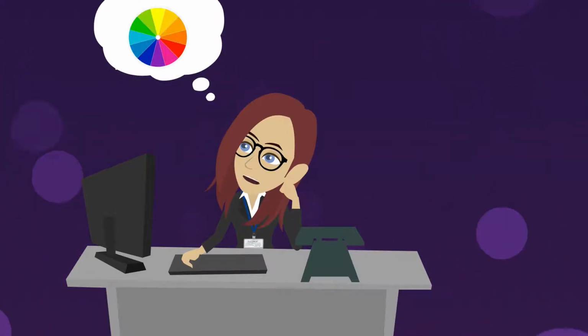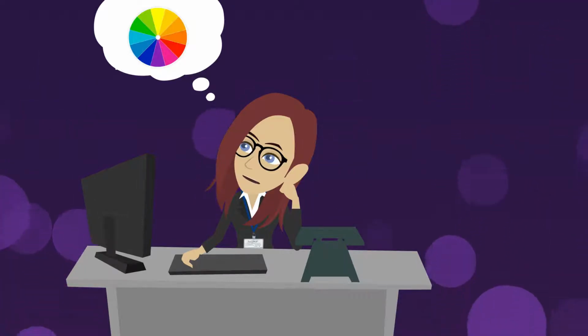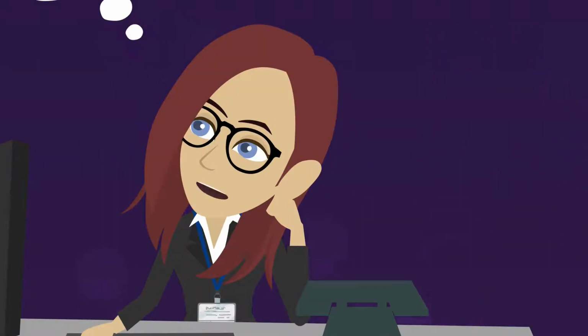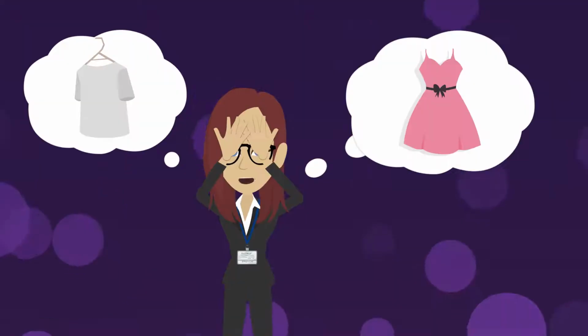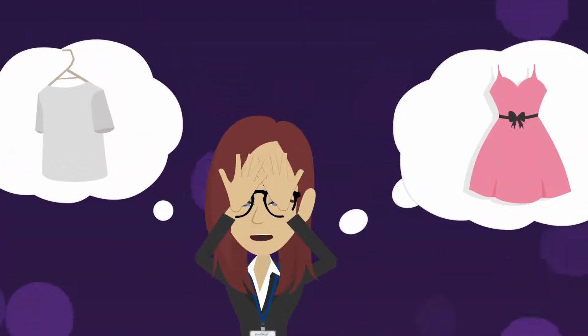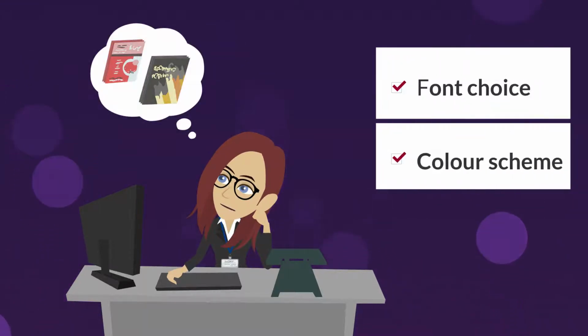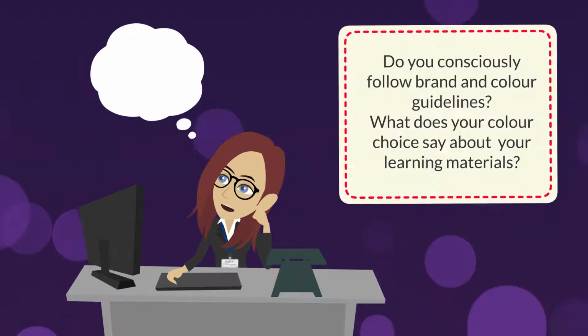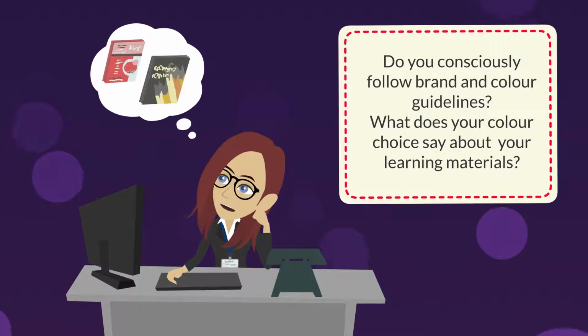Close your eyes for a moment and think about your favourite shirt, dress, trousers or shoes. What colours do you see? Close your eyes again and picture your training room or e-learning template, workbook or guide. What colours are you using? How are you using them?